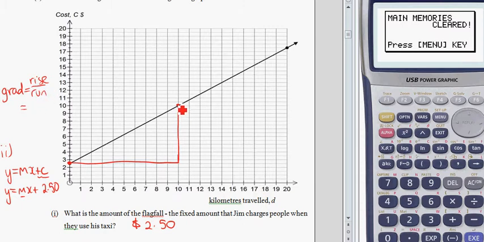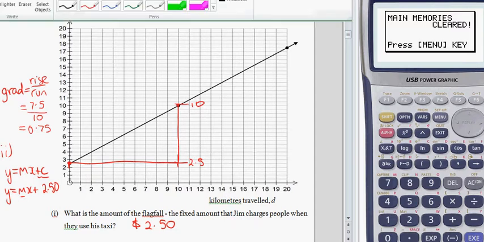And for this example, working out the rise, we've gone from a value of 10 down to a value of 2.5, or $2.50, so that gives me a rise of $7.50. In the run I can see it goes from 0 up to 10, so that would be a run of 10. Dividing by 10, move the decimal point one place, 0.75 for the gradient.